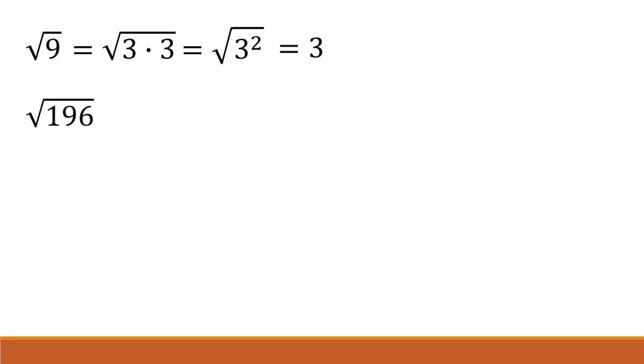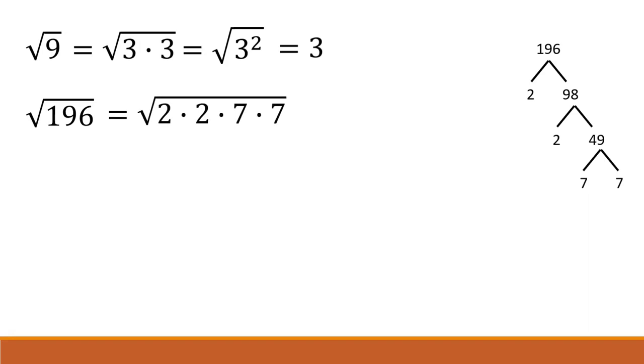So what if we want to know the square root of 196? We would need to know the prime factors of 196. You might remember finding prime factors by making a factor tree. So 196 is 2 times 2 times 7 times 7.